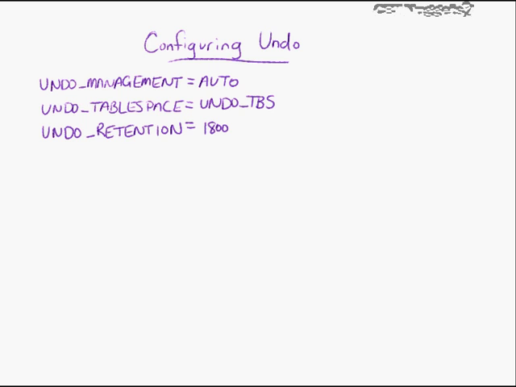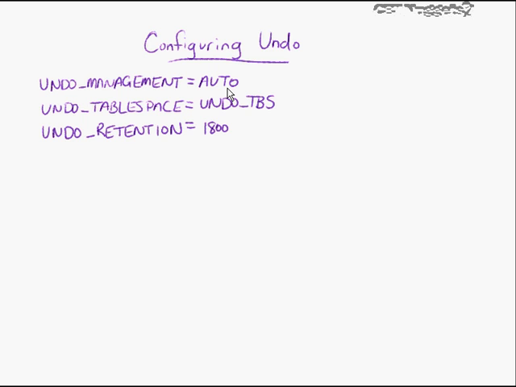Let's talk about what it takes to configure your Oracle 10G database to use automatic undo management. By default, Oracle 10G relies on the DBA to manually manage the undo segments. In other words, if you do not explicitly specify that you're using automatic undo management, it's going to use rollback segments. So in your initialization parameter file, either the init.ora file or your SP file, you need to specify undo_management equal to auto.